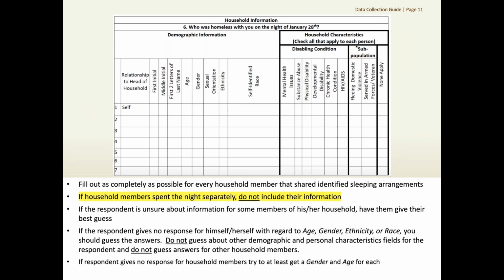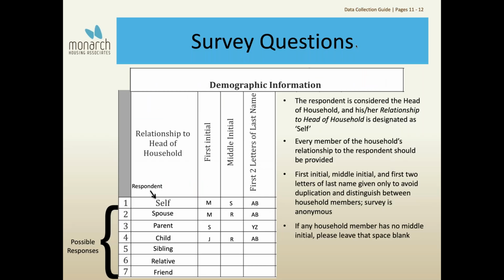Number 6, who was homeless with you on the night of January 28th? So this is kind of the tricky question that will take a little bit longer for you to get completed. So you're going to be completing these for anyone in the household. Line 1 is always for the person that you're interviewing, so that is always going to be the head of household. You're going to ask, first we're going to ask for the first initial, the middle initial, and the first 2 letters of the last name.